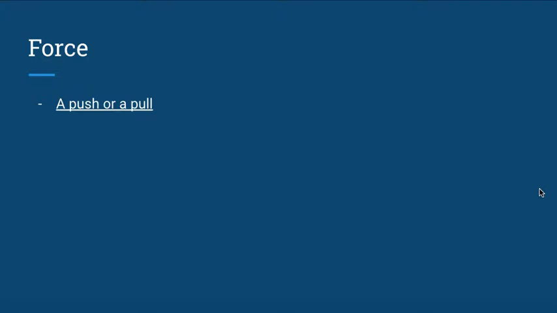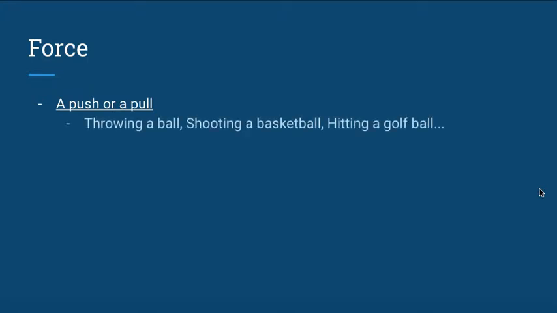These are all examples of forces acting on the paperclip. Throwing a ball, shooting a basketball, hitting a golf ball are all examples of you applying a force to something and causing something else to move. Can you think of any other examples? Obviously, the one in the picture shows a golf club hitting a golf ball, and the force of the ball and the club striking each other causes the ball to move.